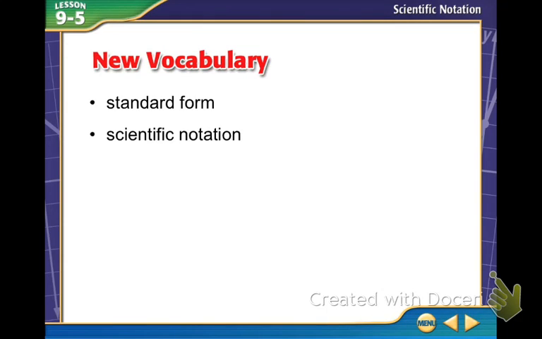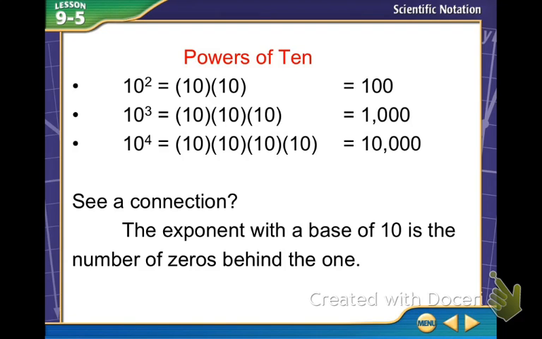Today we're going to look at standard form and scientific notation. Scientific notation uses powers of 10, so let's take a look at that. We have 10 squared, or 10 to the second, which is actually 10 times 10, or 100. 10 to the third, which is 10 cubed, is 10 a factor 3 times being multiplied to get 1,000. 10 to the fourth would be 10 multiplied as a factor 4 times to get 10,000.